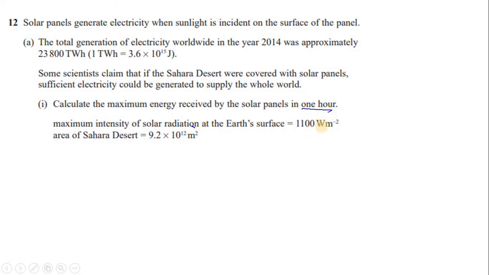We need to find the energy in 1 hour. The maximum intensity of the solar radiation at the Earth's surface is 1100 watt per meter square. This is your intensity I, and the area of the desert is given. So it's a simple question. You know the relation between intensity, power, and area. Intensity is power upon area, so you can find power here. Power is equal to intensity times area.